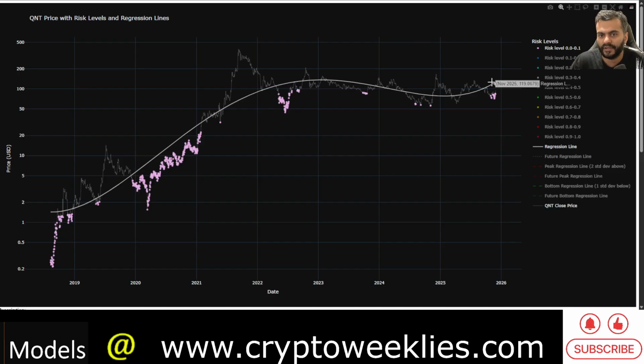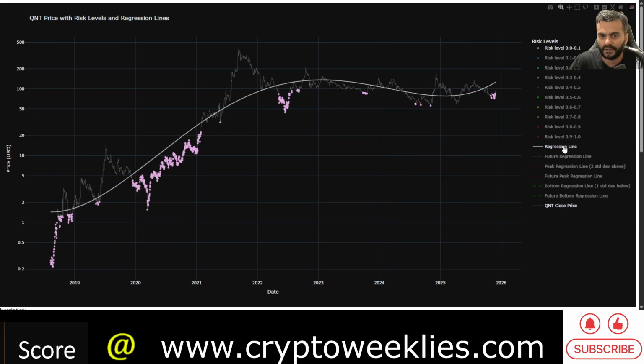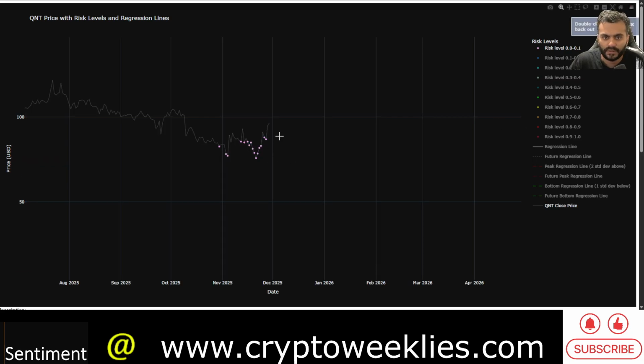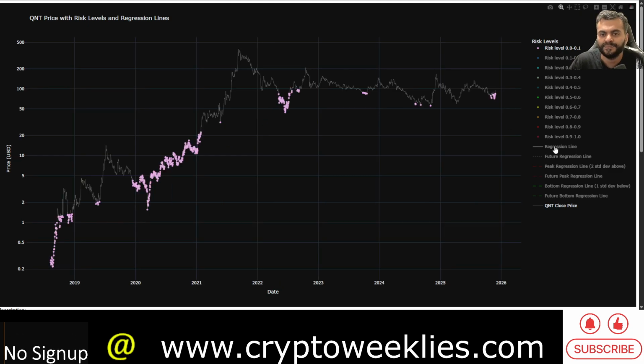Right now, the fair value for Quant and this token QNT per this regression model is at around $125, and the price is in this purple shaded region right now. In the last 3 to 4 days, the price action did go slightly higher to 0.12 risk, less than 10% risk.